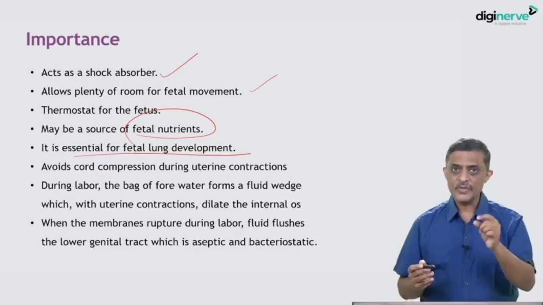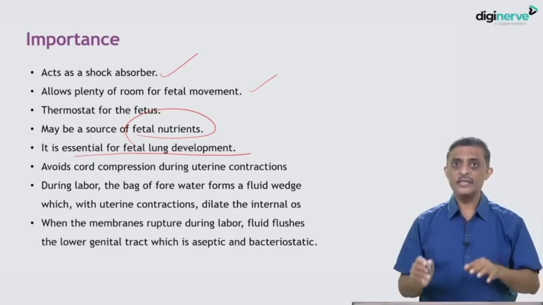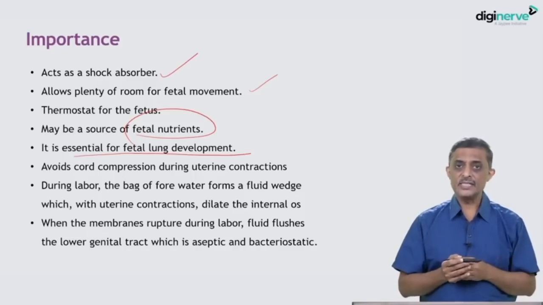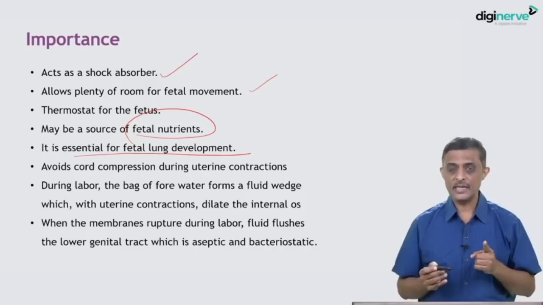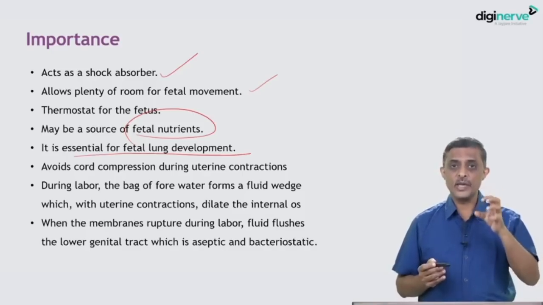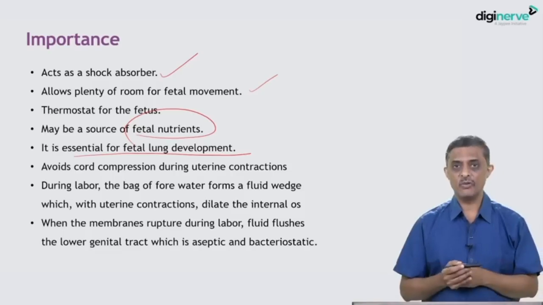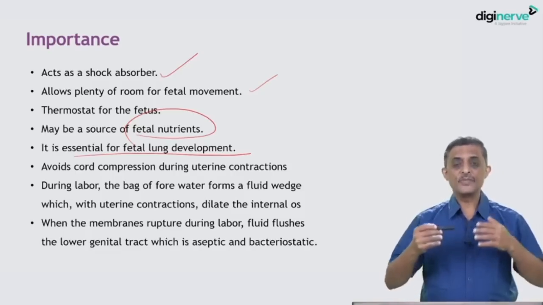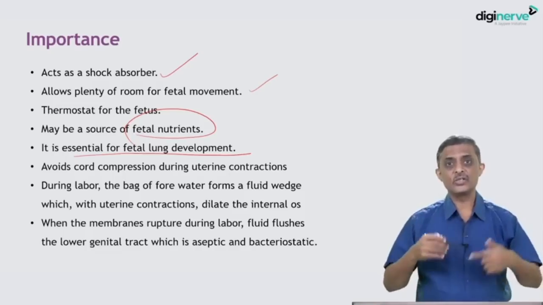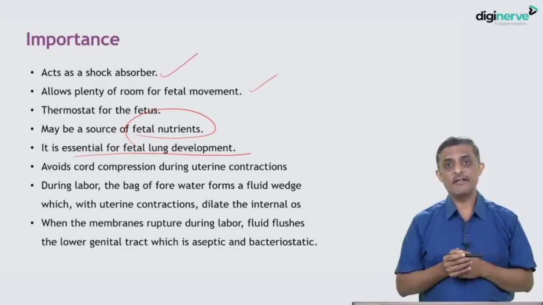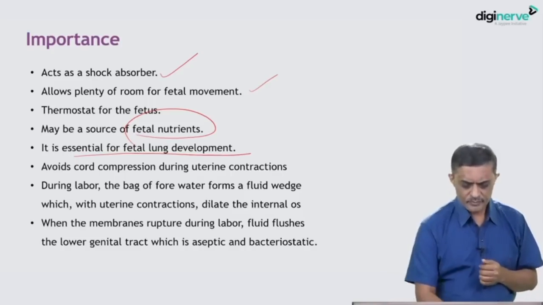Students, please remember, one of the important complications of decreased fluid in early pregnancy is that the babies can go for pulmonary hypoplasia. Lung development is very critically dependent upon the amniotic fluid mechanics: movement, exudation, absorption. So this kind of thing should go on for good lung development. Otherwise, there is pulmonary hypoplasia.